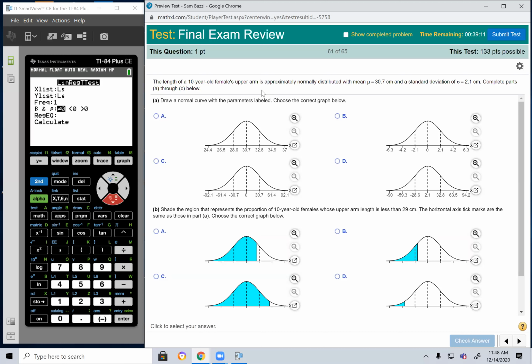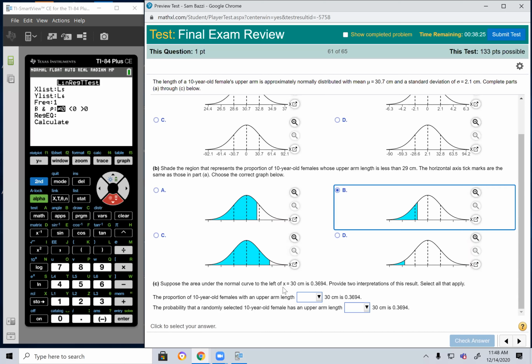The length of a 10-year-old female's upper arm is approximately normally distributed with a mean of 30.7 and standard deviation 2.1. Complete parts. Draw a normal curve. So you need the 30.7 to show in the center, and the standard deviation 2.1. You need 3 standard deviations of 2.1 here. So 2.1, yeah, I think that one would work right here. Shade the region that represents the proportion of 10-year-old females whose upper arm length is less than 29. This is the 29 right here. So I would say probably this one. It will be that.